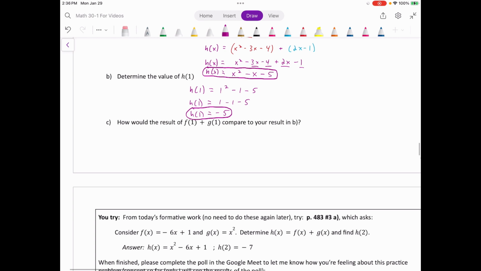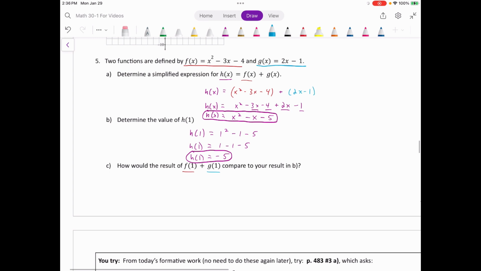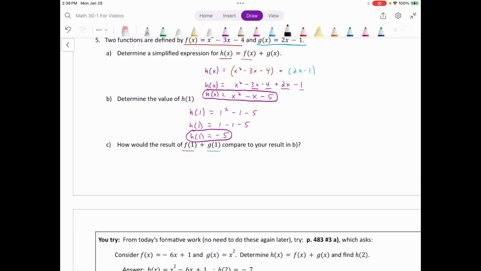And it's asking us here an interesting question. How would the result of f of 1 plus g of 1 compare to our result in b? Well, it should be the same, right? This is just saying figure out what f of 1 is, and then add whatever g of 1 is, right? We figured out in general what happens when you add these two functions, and that should work at every x. So it should be the same. Don't believe me? Well, that's good, right? Don't take my word for it. Let's test it out. Okay?